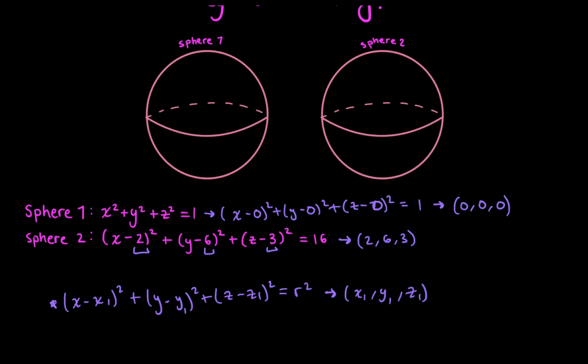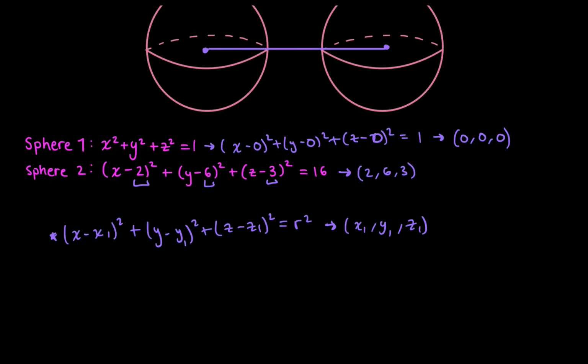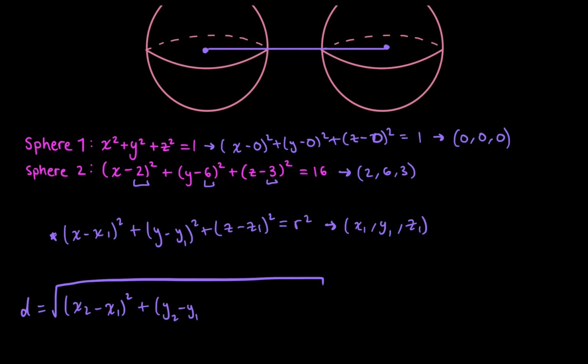Now that I have the two centers of the spheres, I can find the distance between the two. And the way I find the distance between the centers of two spheres is just like finding the distance between 2 points. And the way I find the distance between 2 points is using the distance formula. So that would be the square root of (x2 − x1)² + (y2 − y1)² + (z2 − z1)².